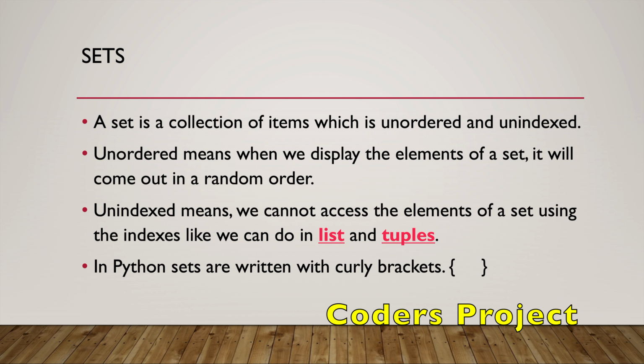Let me create a set now. I'll just name it set_1 equals and open the curly brackets. I'll be adding a few items related to colors: red, blue, green. Now I'll be printing this out. So I'm going to print type set_1 and then set_1. So it's class set and the set has been printed out. So this is how you define a set or create a set.